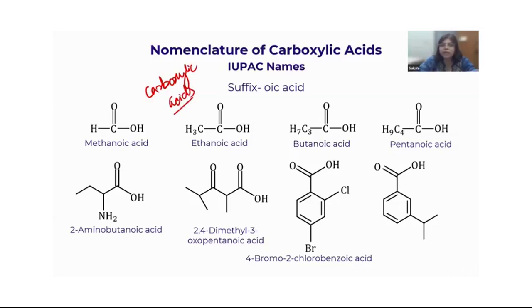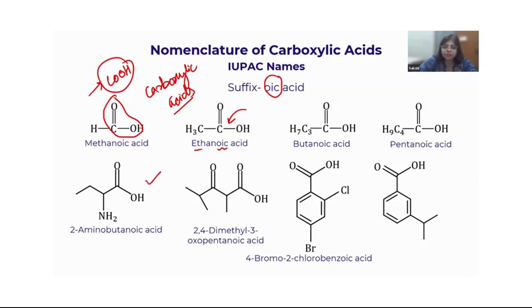If we talk about the IUPAC name of carboxylic acid, you must have already studied this in class 10. In carboxylic acid, we have the COOH functional group at the end, and it ends with the suffix -oic. Suffix means something that is attached at the end. For example, if it is a 2-carbon compound with a carboxylic acid functional group, we call it ethanoic acid because it is an alkane. Then methanoic acid, butanoic acid because it has 4 carbon atoms, and this is pentanoic acid.